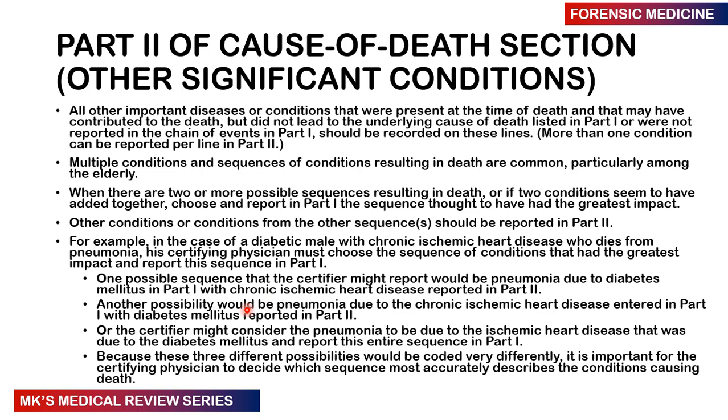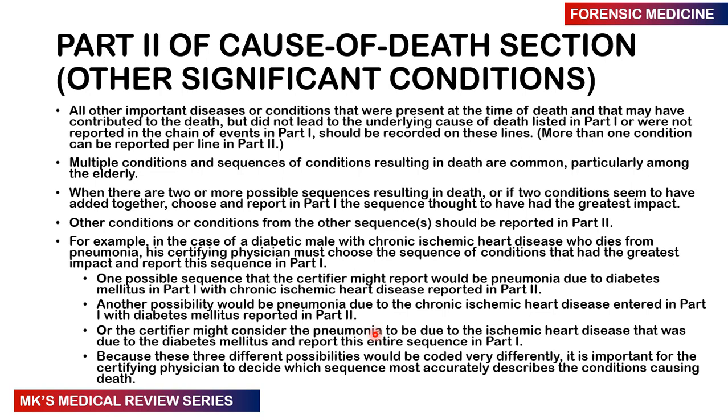But remember, diabetes also has some sort of immunosuppression that can predispose someone to developing pneumonia. Or someone can even decide to add all the conditions in part 1, where they have died due to pneumonia, which is due to ischemic heart disease, which is due to diabetes. This one makes the most sense because diabetes can predispose an individual to pneumonia. Diabetes can also predispose an individual to ischemic heart disease. So you can fill it in as scenario 1, scenario 2, or scenario 3, depending on what you think the patient actually died from, or whatever greatest impacted the patient.